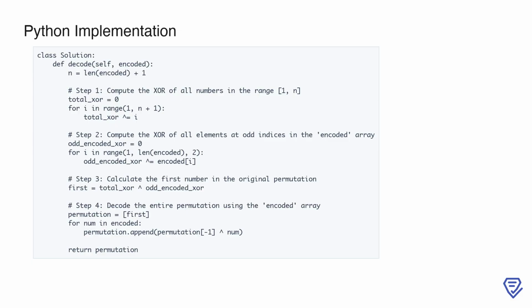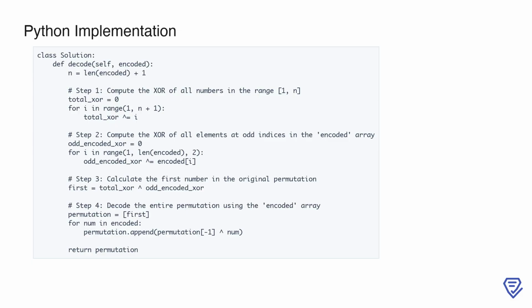3. Step 2. XOR of odd indices in encoded. To calculate the first number in the permutation, we need the XOR of all numbers at odd indices in the encoded array, odd_encoded_XOR. Using XOR's associative property, the odd indices in encoded indirectly correspond to all elements of the permutation except the first one. 4. Step 3. Calculate the first number. The first number in the permutation is derived as first equals total_XOR ^ odd_encoded_XOR. This works because XORing all elements cancels the intermediate ones, leaving only the first element.